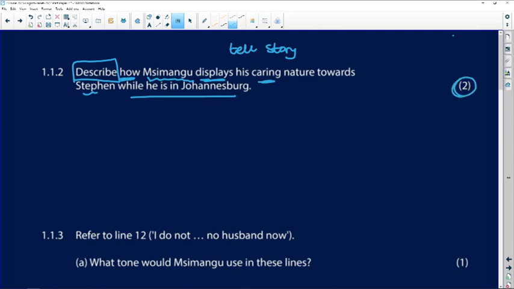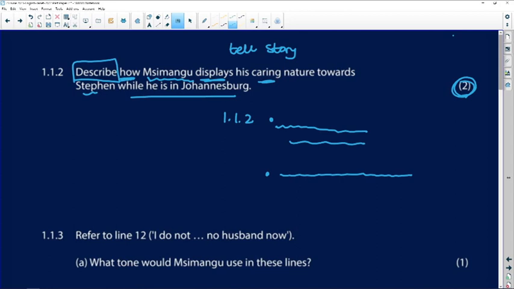You've got 2 marks. You might want to go 1.1.2 bullet. Msimangu does this, this, and this, which shows that he cares. And he also says this or does that or organizes the following for Stephen. So you might want to bullet it to get those 2 points very clear in your mind.